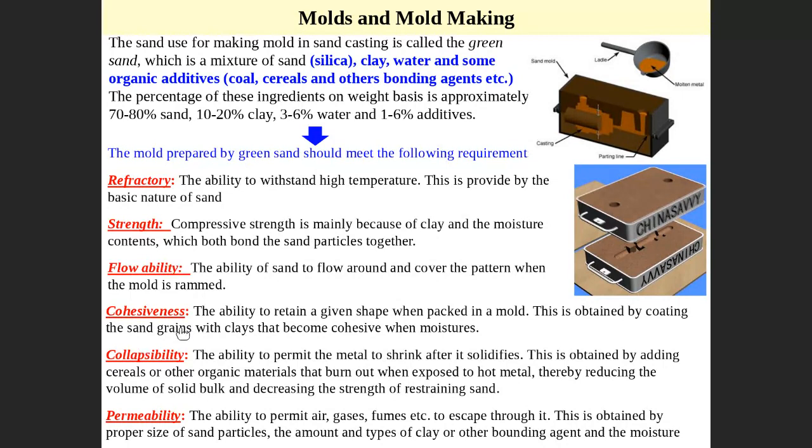Next, cohesiveness. Cohesiveness is the ability to retain the shape, as you can see here. When you put sand back in the mold and put the pattern in, it maintains the shape and does not get destroyed. If you don't have cohesiveness, when you take the pattern out, it will immediately collapse. But if you take the pattern out and the shape remains, this is what we call cohesiveness.